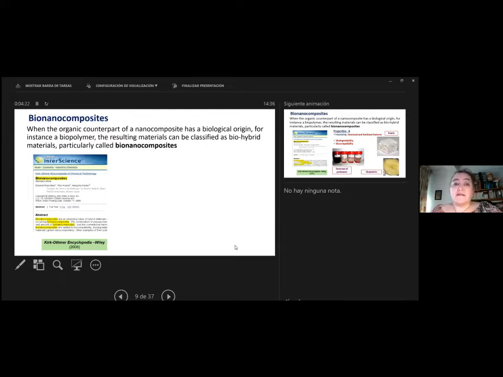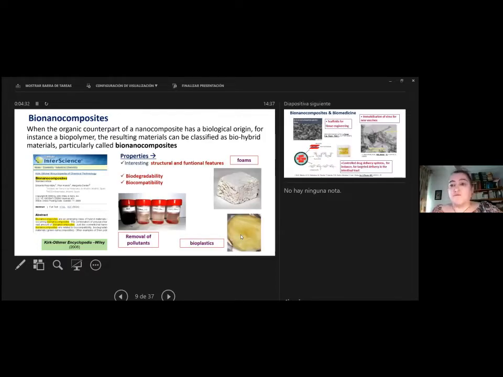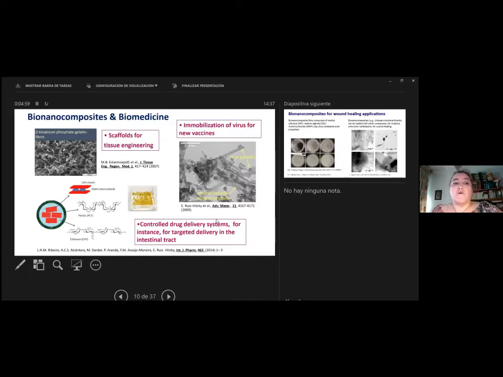Bionanocomposites are nanocomposites in which the polymer we are using to produce them is a biopolymer. These systems have been known for not too many years, maybe 20 years ago they started to be developed, but they are very interesting for numerous applications, especially because the use of biopolymers incorporates biodegradability and biocompatibility. So applications can be related to the preparation of bioplastics or foams for insulation or removal of pollutants, but there are also other applications of these systems that deal with biomedicine.